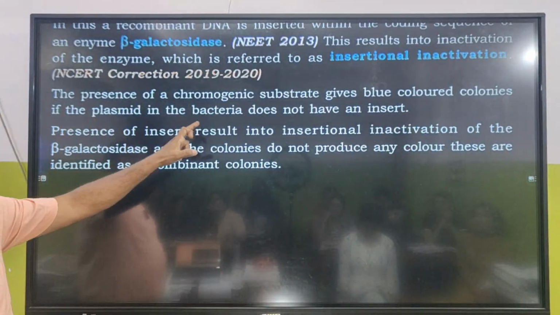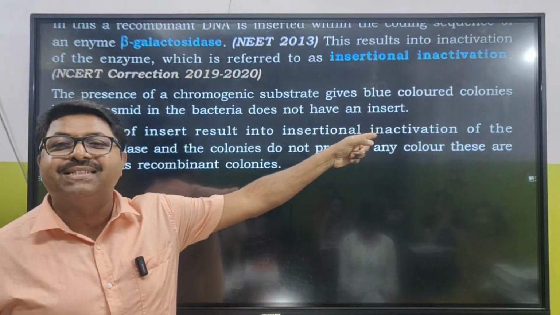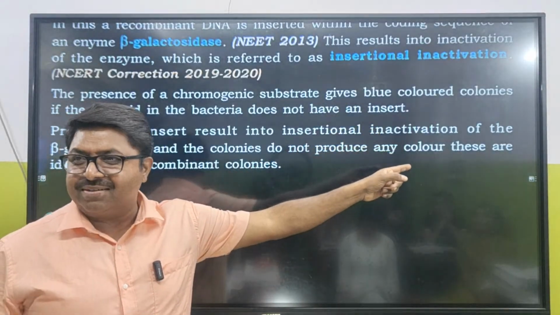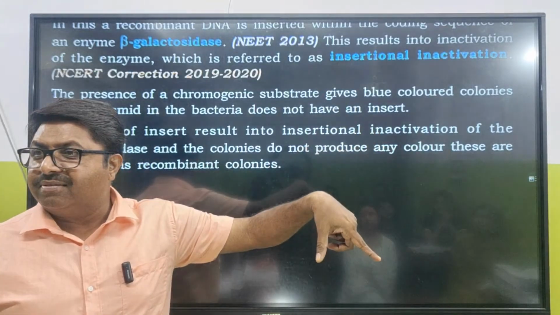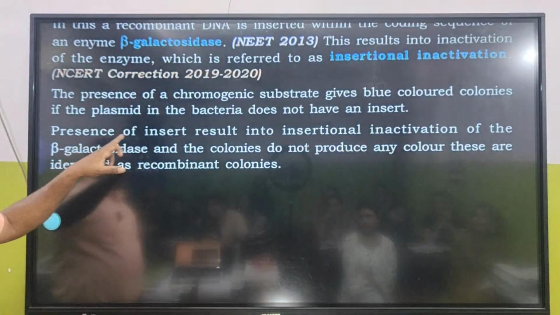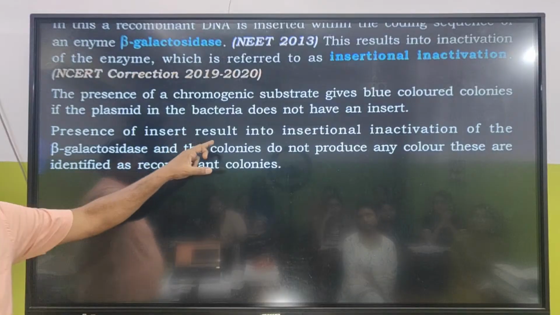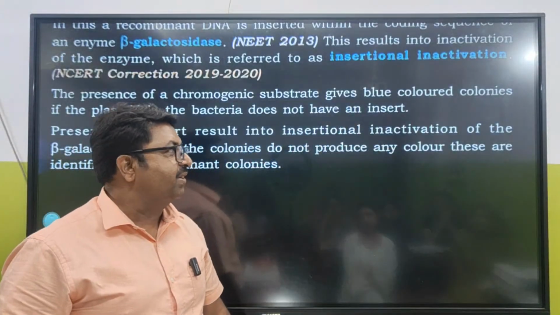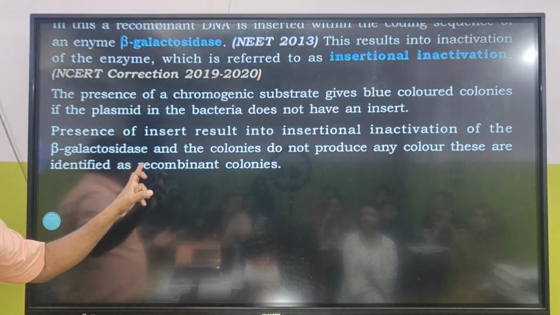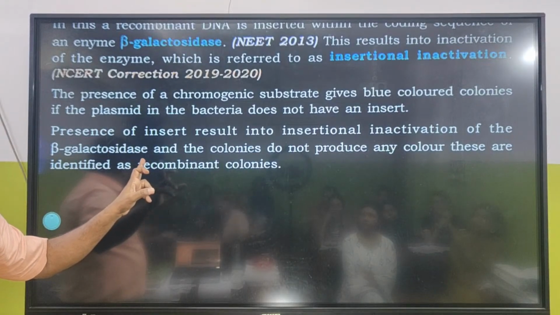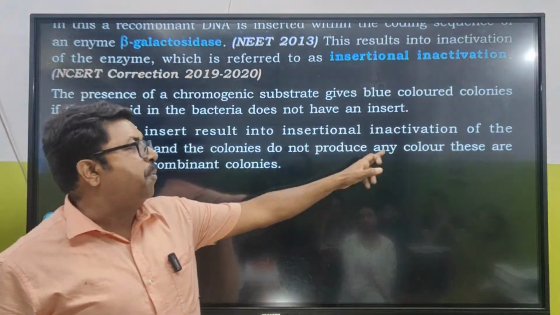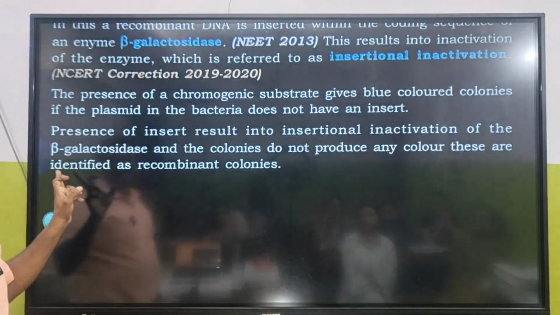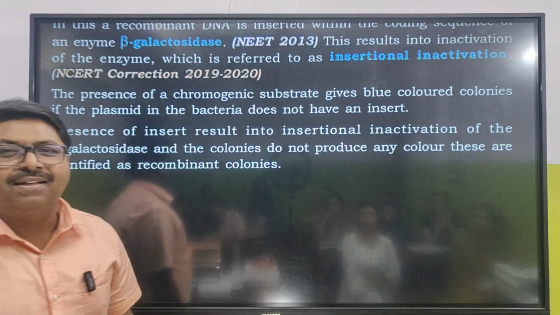If the plasmid in the bacteria does not have an insert, what is an insert? The gene of interest. So what kind of color is it going to give? Blue. Presence of an insert results in insertional inactivation of the beta galactosidase. It is not going to be able to show its color, and the colonies do not produce any color.